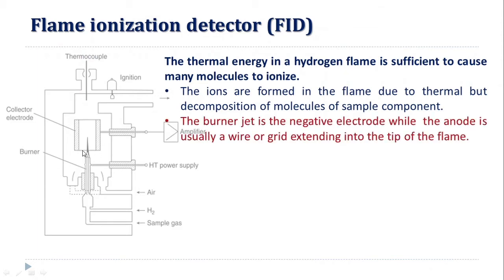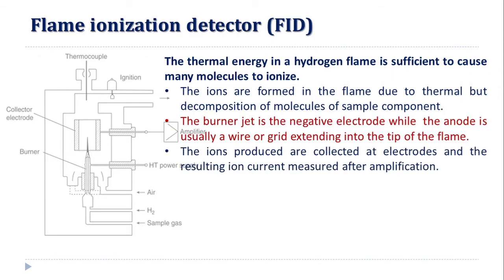The burner jet is a negative electrode, as I told you, while the collector electrodes are the anodes, which are a wire or grid extending into the tip of the flame. The ions produced are collected at the electrode. Whatever ions are collected, these ions are formed due to the thermal energy in the hydrogen flame.